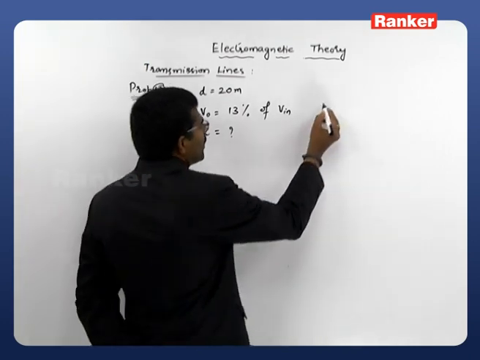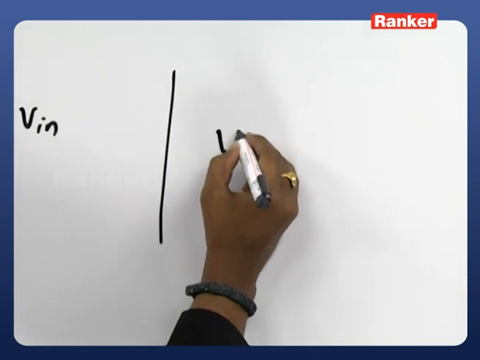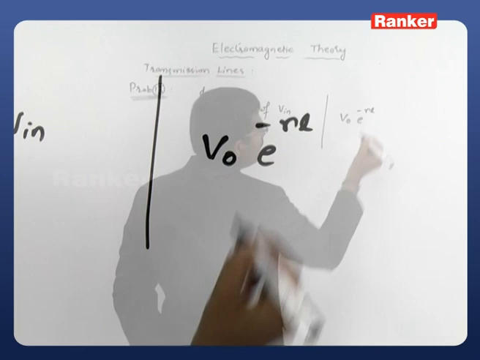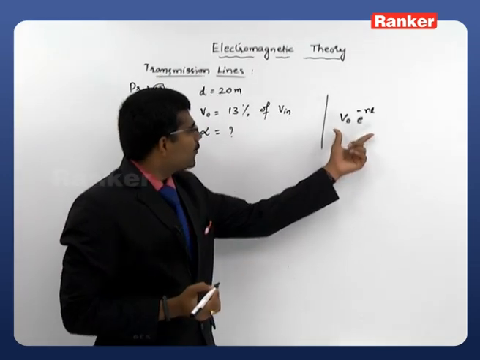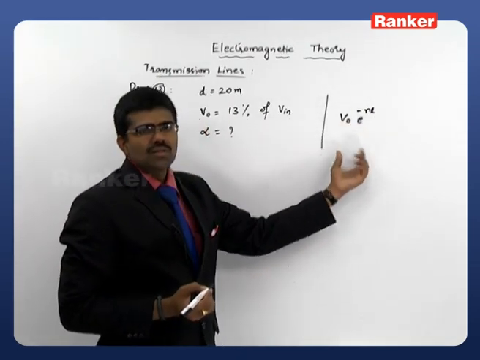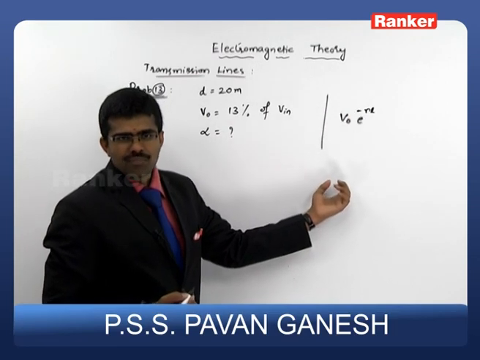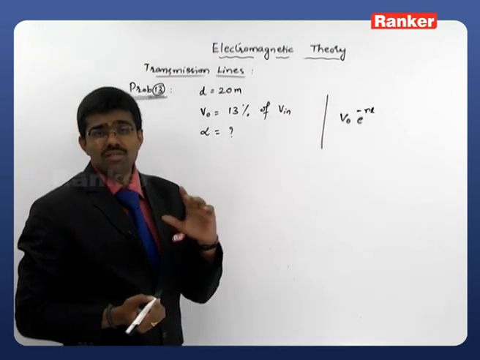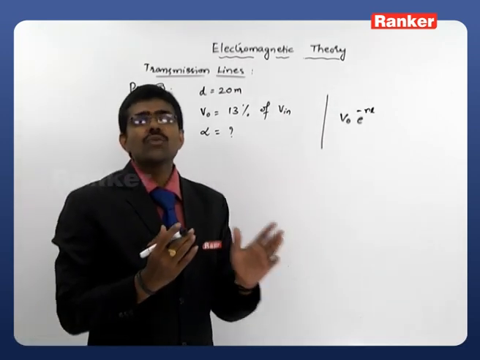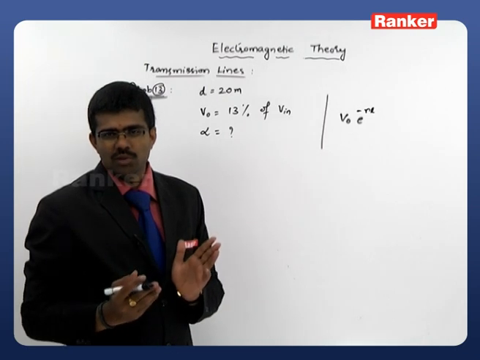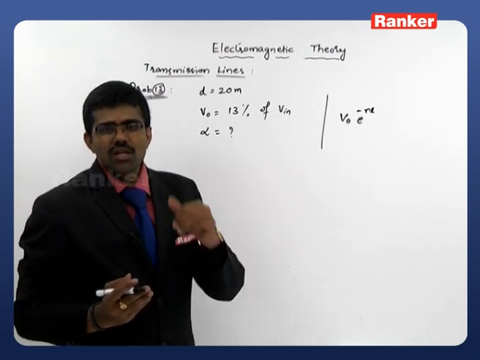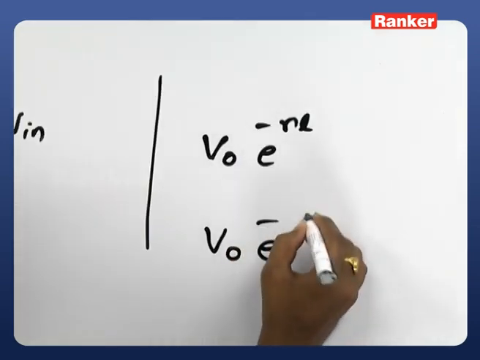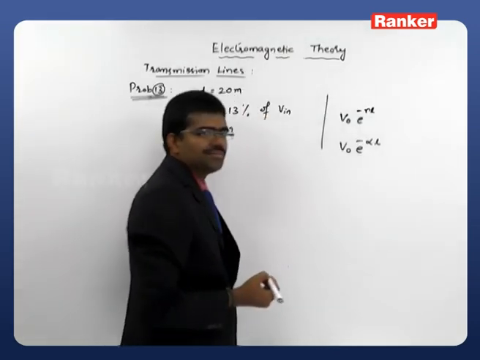Whenever the voltage is traveling on a transmission line, we have V0, some amplitude, e power minus gamma L. This is the basic form. As L increases, this entire term decreases. This is purely dependent upon the propagation constant gamma. Here the assumption is very important: I am assuming there is no phase difference between the input and output. Therefore beta equals 0. If beta is 0, then simply it is V0 e power minus alpha L.